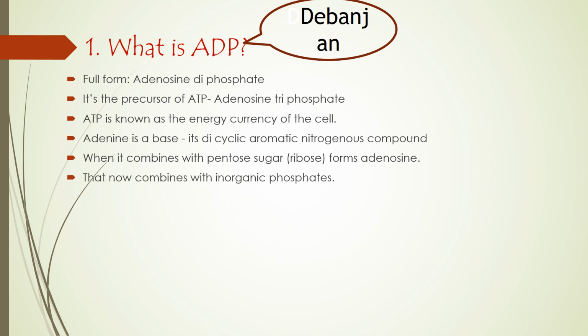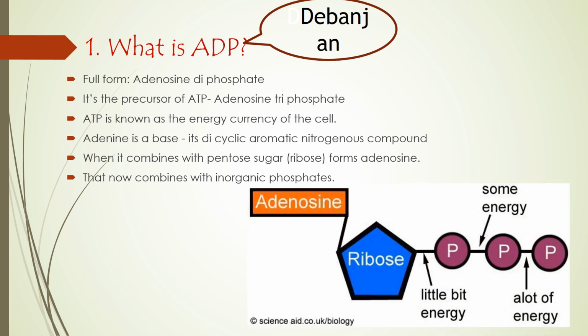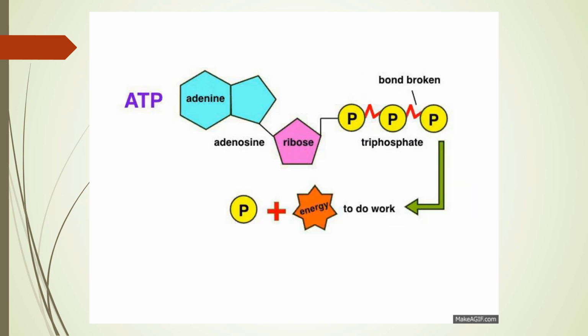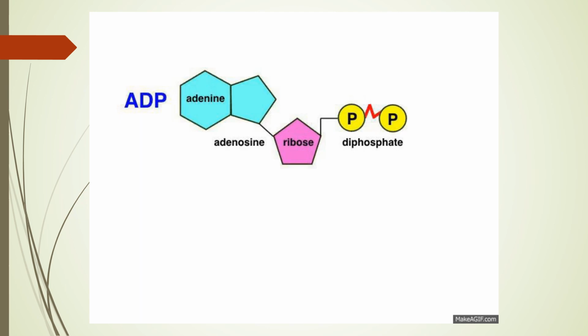So adenosine now combines with inorganic phosphate and it looks like this, where you can see that adenine base in orange color, ribose the pentose sugar, and 3 phosphate bonds, and the last bond if cleaved, it will release a lot of energy. We can see this through an animation. So adenine, ribose, 3 bonds, when the last one is broken, it will release that energy, right?